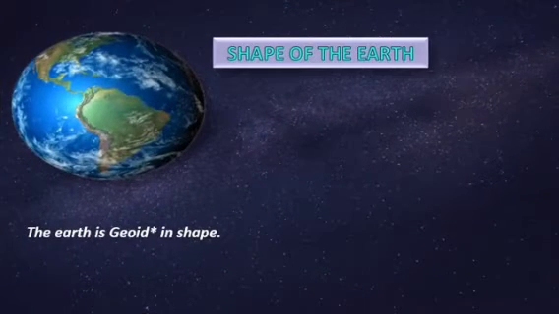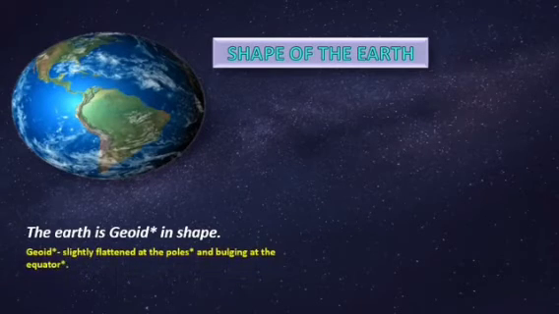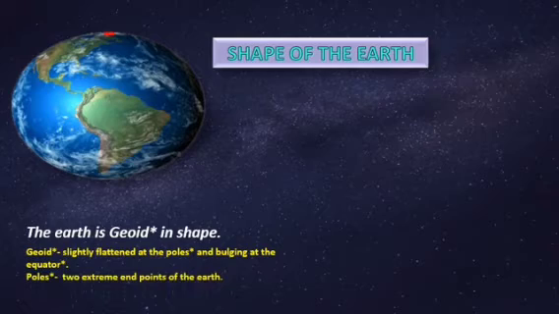You have understood the size of the Earth. Now, let us study the shape of the Earth. The Earth is geoid in shape. Geoid, what does it mean? Geoid means slightly flattened at the poles and bulging at the equator. What are these poles? Poles are two extreme endpoints of the Earth.